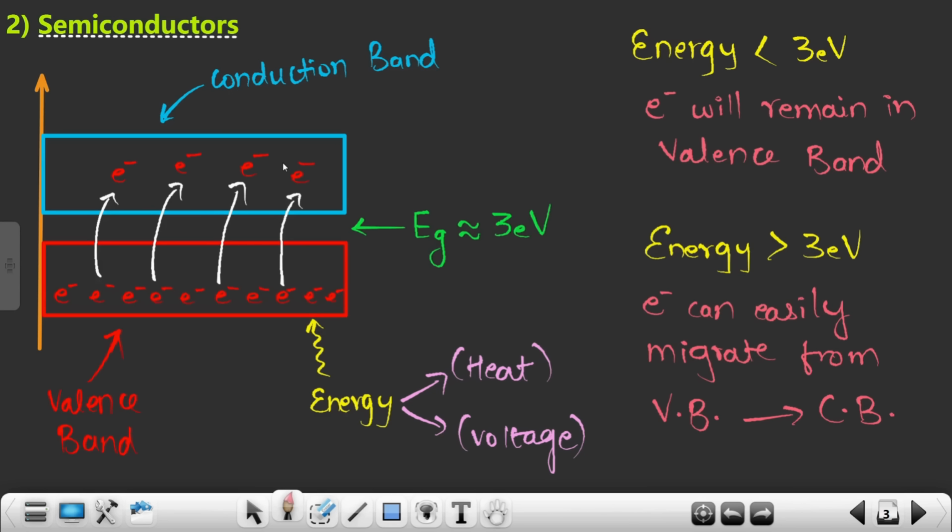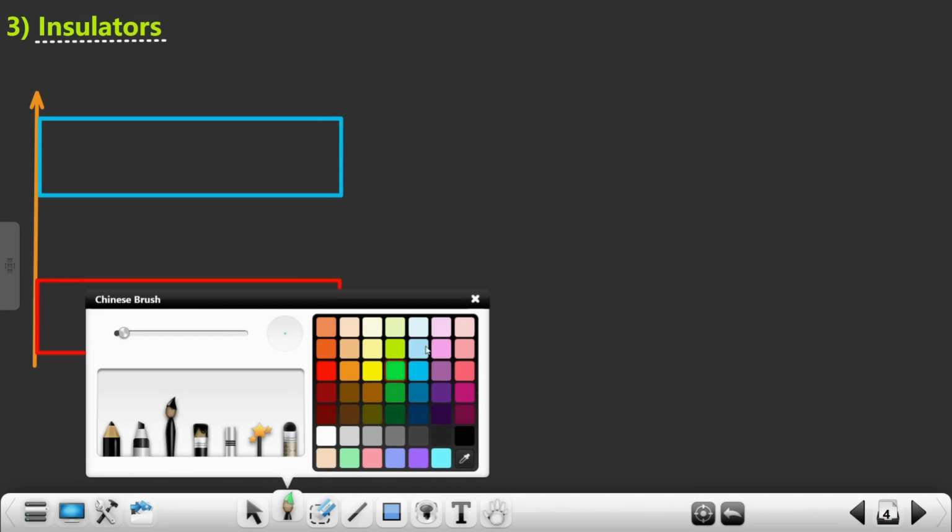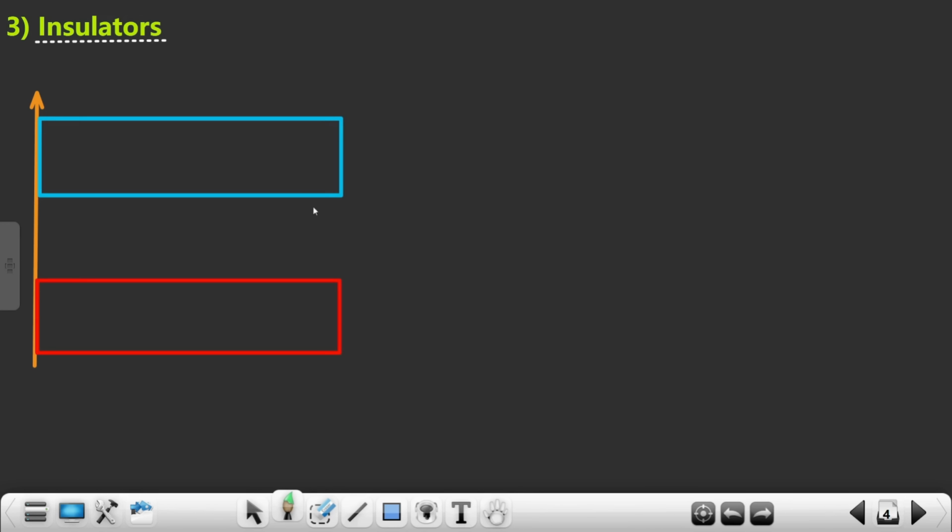Great. Now we will focus on the insulator. What exactly will happen in the case of an insulator? You see this Eg, this time the Eg is quite high. That is the forbidden energy gap. In the case of an insulator, the forbidden energy gap pans out to be around 6 electron volt. So it is the highest as compared to the previous two cases, that is, conductors and semiconductors.